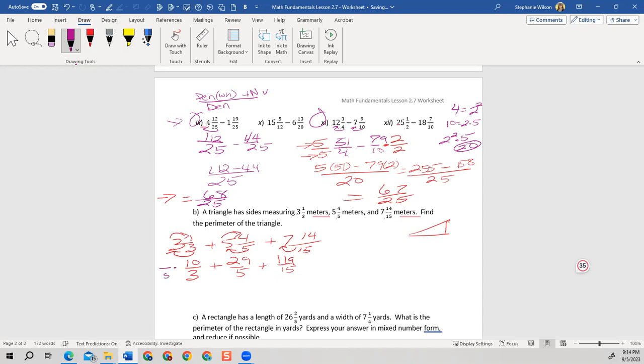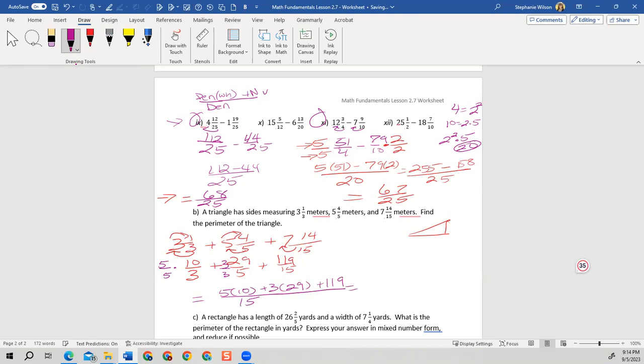So 3 times 5 is 15, and what you do to the bottom, we do to the top. 3 times 5 is 15, and what I do to the bottom here, I have to do to the top. So I got 15 in the denominator. Now I have 5 times that 10, plus 3 times that 29, plus the 119.